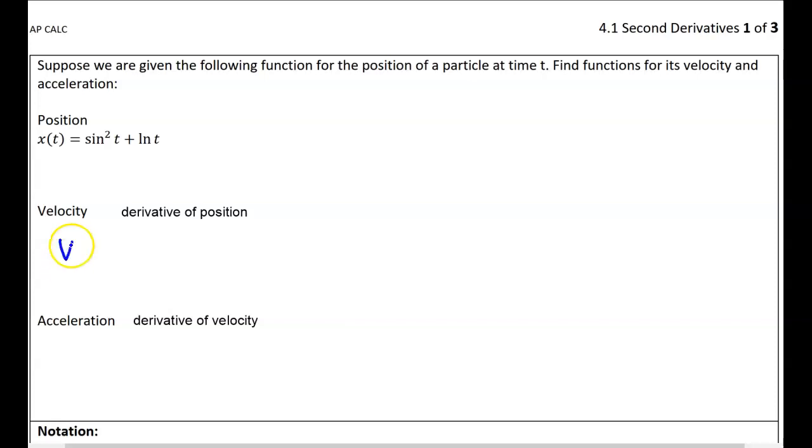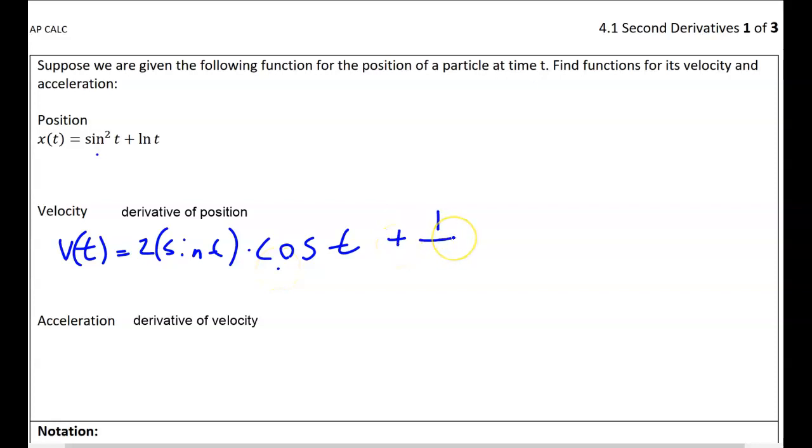So v of t is going to be the derivative of x of t. Notice we have a function within a function. We have sine squared of t. So the derivative of that is going to be 2 sine of t times the derivative of sine, which is cosine of t. So that's my first term, and that's by chain rule. And then the derivative of natural log is 1 over t. And that's my velocity. If you're still working on these derivative rules, make yourself a note that this is a chain rule derivative so we don't forget later when you come back.